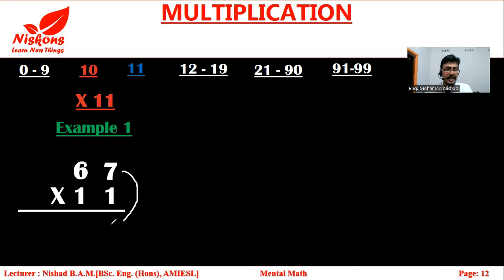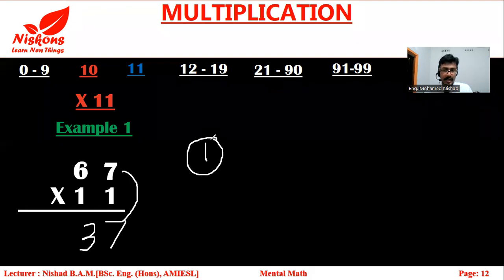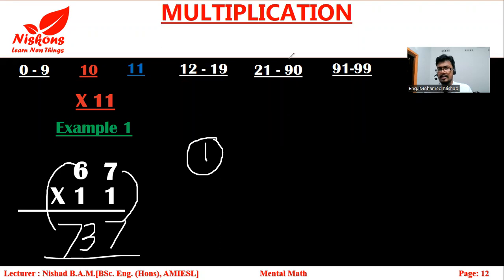It's very simple. We have to write 7 over here. 7 plus 6 will be equal to 13. So only 3 will come over here and 1 will be a remainder. And then we write down that 6, but we have to add this 1. So 6 plus 1 will be 7. So then the answer will be 737. It's very simple.